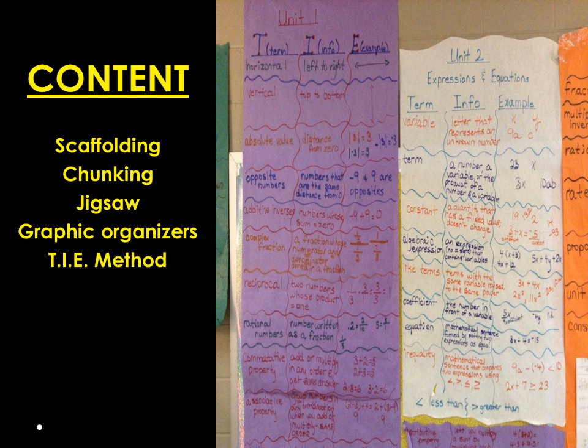Teachers differentiate content through scaffolding, chunking, jigsaw, graphic organizers, and the TIME method. The picture is an example of the TIME method. It breaks down the vocabulary words into three parts. The T represents the term, the I represents the information or definition, and the E represents an example, drawing, or picture.